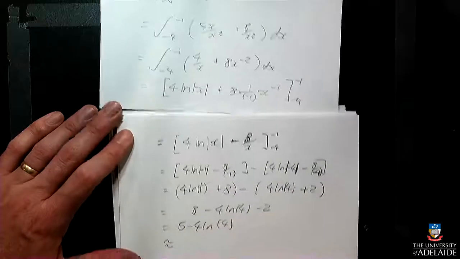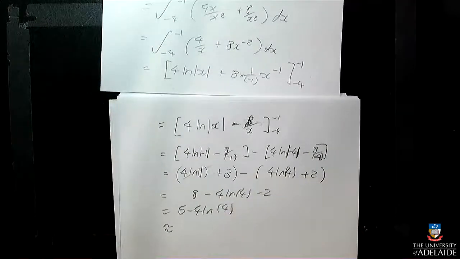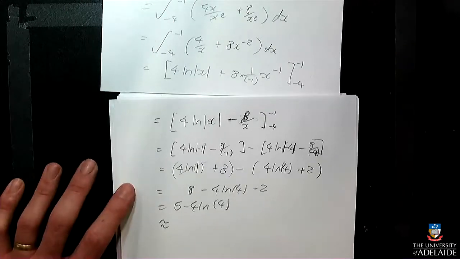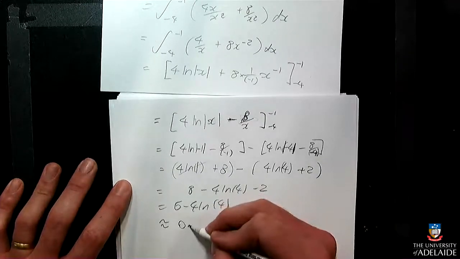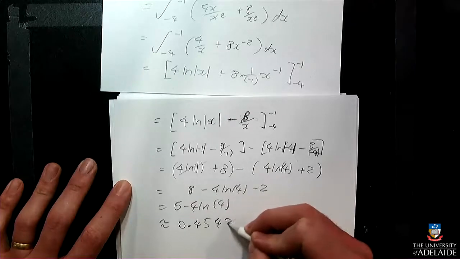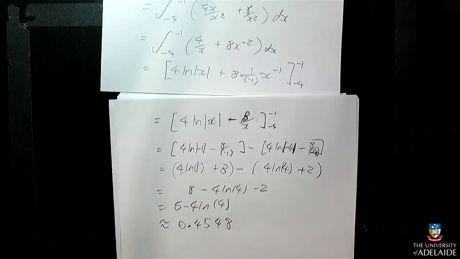And just for my own sake, I would really like to know how big that number is. So I'm just going to ask a computer what that is. 6 minus 4 ln of 4 is 0.4548. Okay, so that's what that integral works out to be.